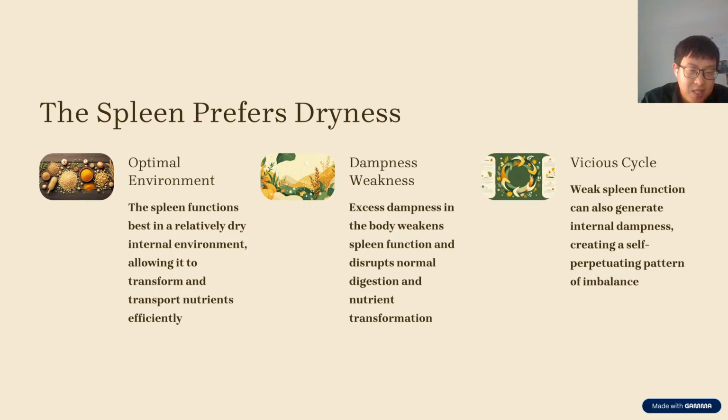External damp environments can also damage spleen function. This further aggravates internal dampness. Both internal and external dampness interfere with spleen energy movement. This explains why the spleen is said to dislike dampness. So also, if you live in a damp environment, like Southeast Asia, right? Very hot, near the sea, a lot of water. Yeah, it can also damage your spleen.